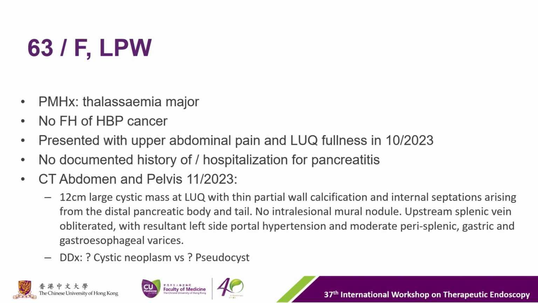CT was done last month, showed a 12 centimeter large cystic mass at the left upper quadrant with thin partial wall calcification and also internal septations arising from the distal pancreatic body and tail. There is no intralesional mural nodule. Upstream splenic vein was obliterated, with a resultant left side portal hypertension and moderate perisplenic, gastric, and also gastroesophageal varices.